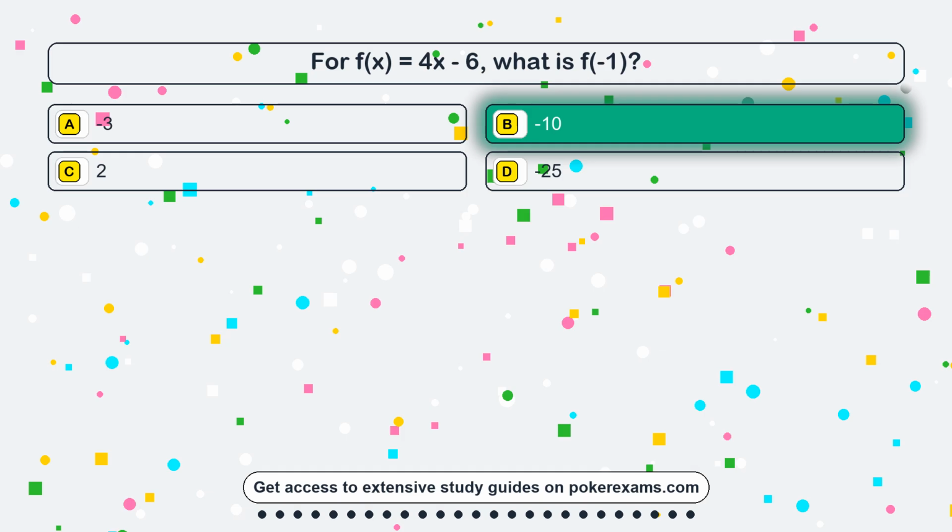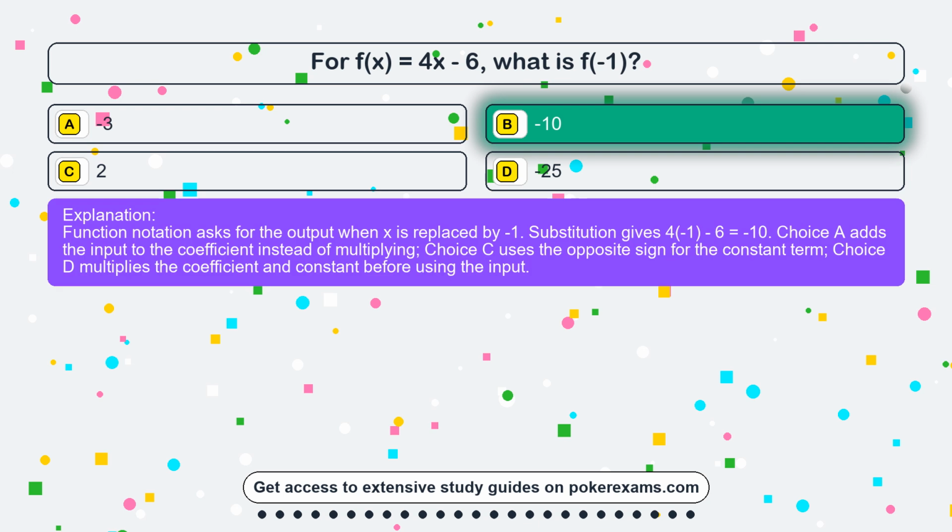The correct answer is option B, -10. Function notation asks for the output when x is replaced by -1. Substitution gives 4(-1) - 6 equals -10. Choice A adds the input to the coefficient instead of multiplying, choice C uses the opposite sign for the constant term, choice D multiplies the coefficient and constant before using the input.